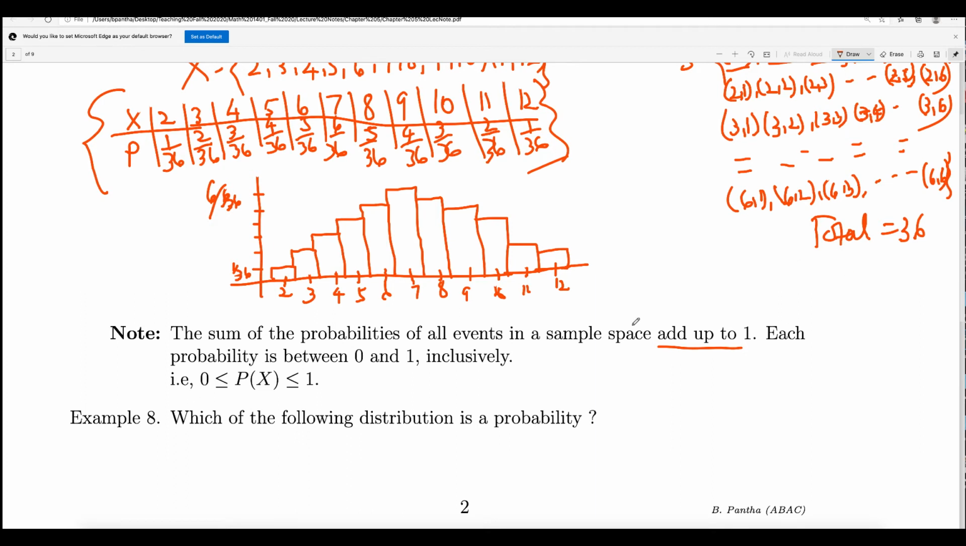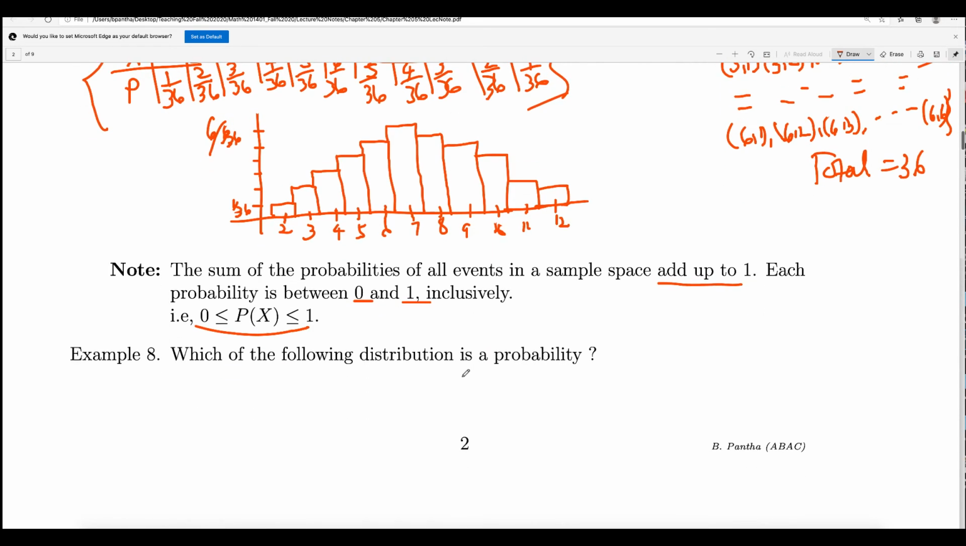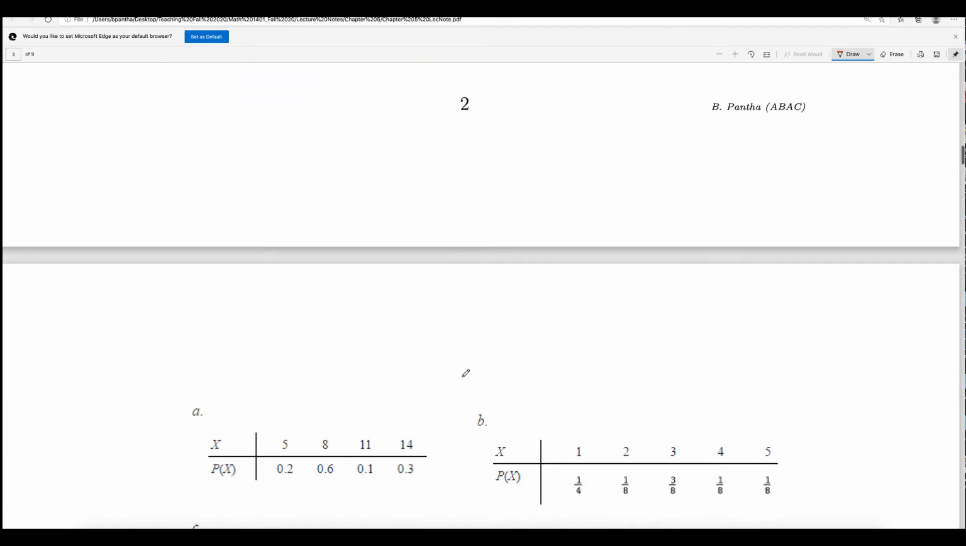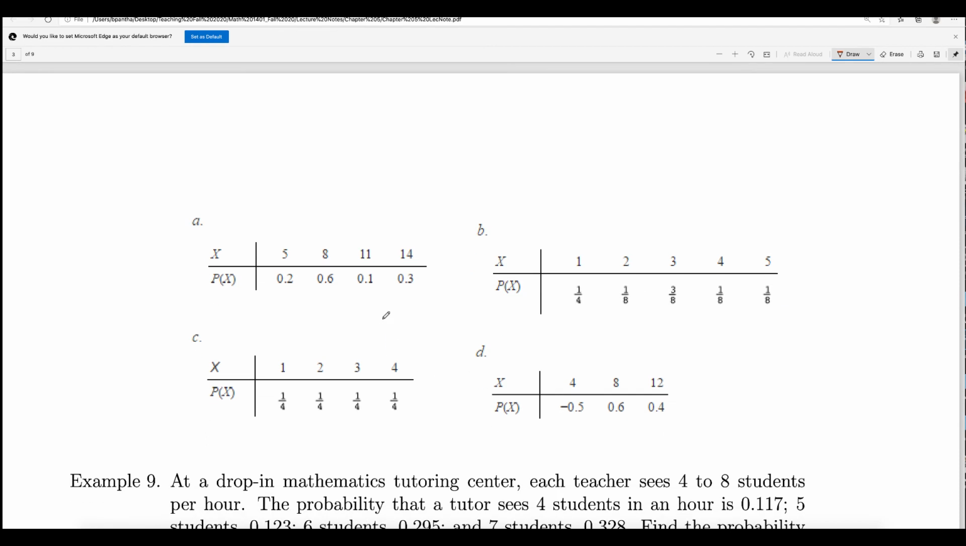That is 1. The sum is 1. Sum must be 1. And each probability is between 0 and 1 inclusively, meaning all these probabilities must be greater than or equal to 0 and less than or equal to 1. Now from this feature you can just find out which of these are probability distributions.